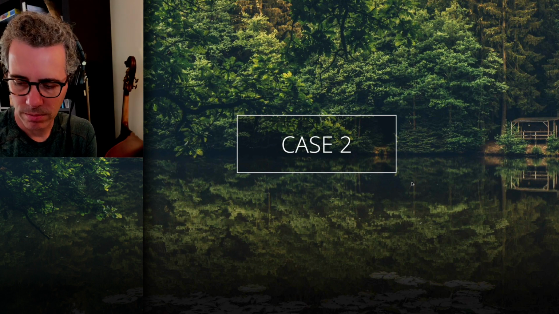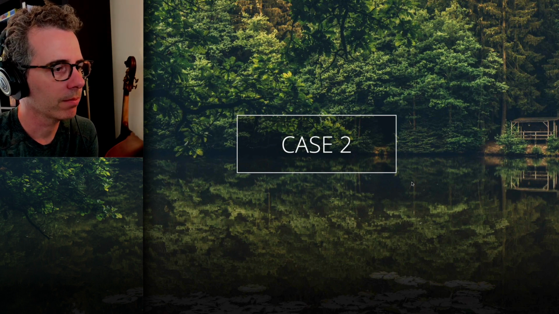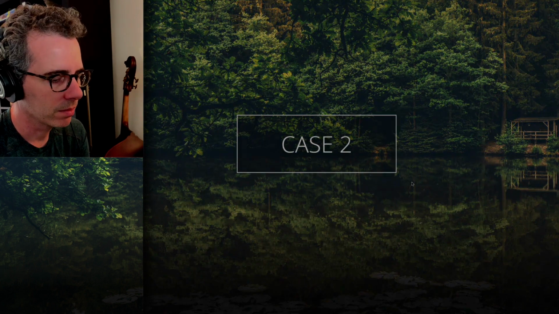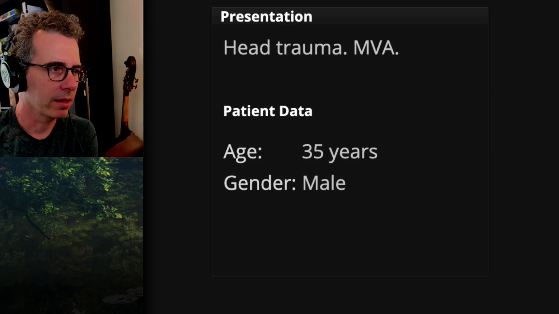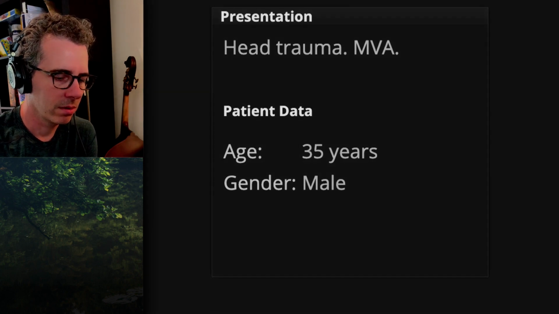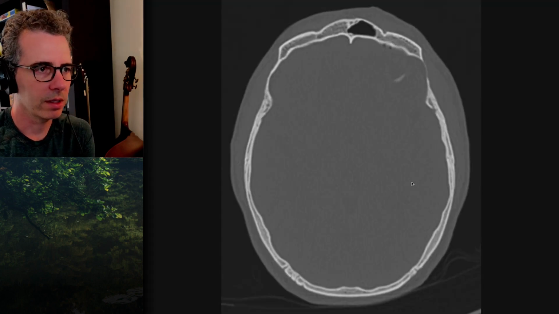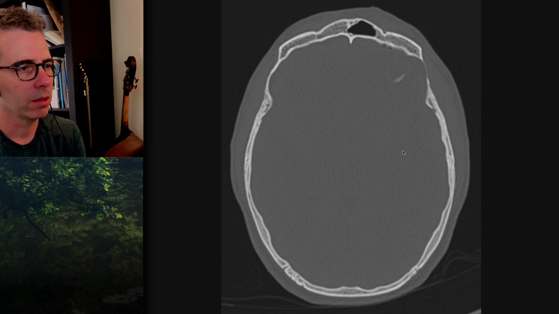Let's move on. Matchstick, over to you. Case number 2. Great stuff. Head trauma, motor vehicle accident, 35-year-old male. Start with the CT. Tell me what you're looking at.